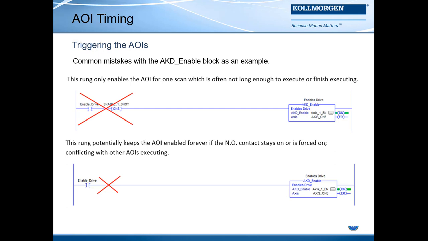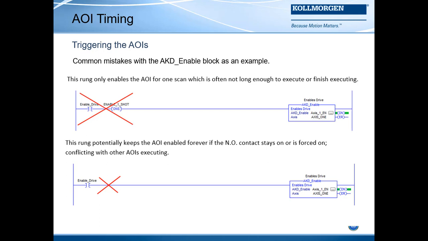Triggering the add-on instruction: the common mistakes with the AKD enable block as an example. Example 1, this rung only enables the add-on instruction for one scan, which is not long enough to finish executing. You'll notice in that logic there's a toggle bit to command the enable drive, and there was a one-shot, but this only one-shots it for one scan.